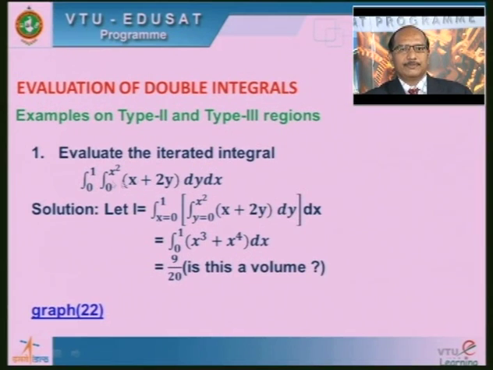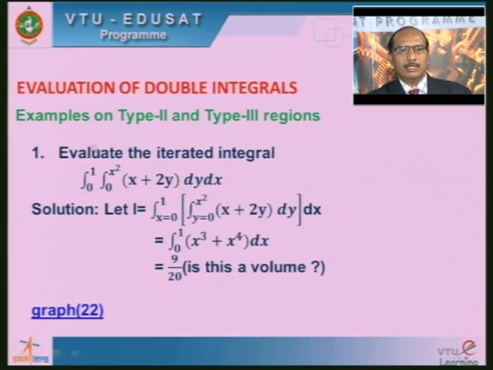This is an example of type 2. You can easily recognize it from the limits: one set of limits are constants, another set of limits are functions of x. That means it is of type 2. That is, the x limits are constants, x equal to 0 to 1, and the y limits are functions of x. Whenever the limits are in terms of x, you consider them as the y limits. y is equal to 0 to x square. Then the function is given, x plus 2y, dy dx.